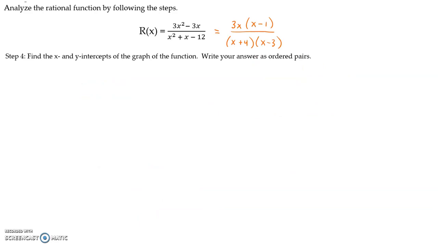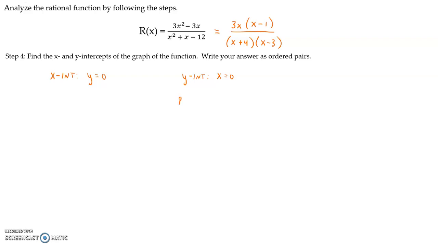For the next part, we want to go ahead and find the x and y intercepts of our graph. Remember that when you're finding the x-intercepts, that's the same thing as plugging in 0 for your y value. And when you're finding the y-intercepts, that's the same thing as plugging in an x value of 0. Let's go ahead and start by finding our y-intercept.